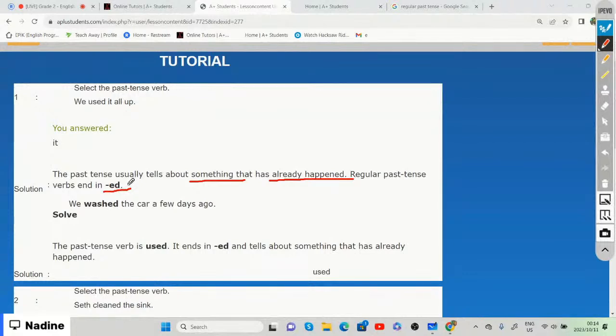And an example of a regular past tense, we can say that we washed the car a few days ago. So which means that our word is washed, which shows that a few days ago we washed the car. It is now clean.